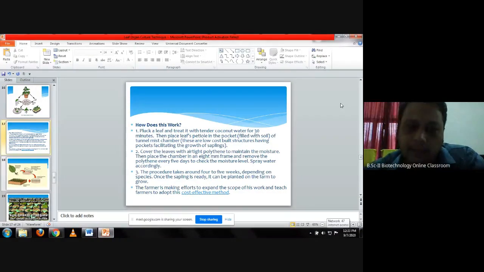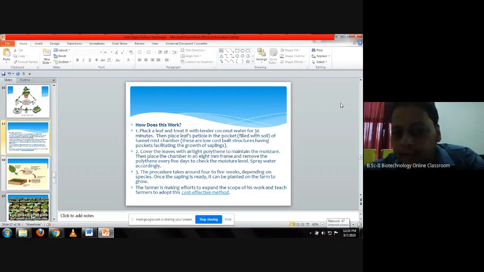First he plucks a leaf and treats it with tender coconut water for 30 minutes. First he removed the leaf and he has treated it with coconut water. Now coconut water is used in tissue culture. It is very beneficial in some plants' tissue culture. This coconut water is used because coconut water contains complex minerals, vitamins, amino acids and growth hormones.